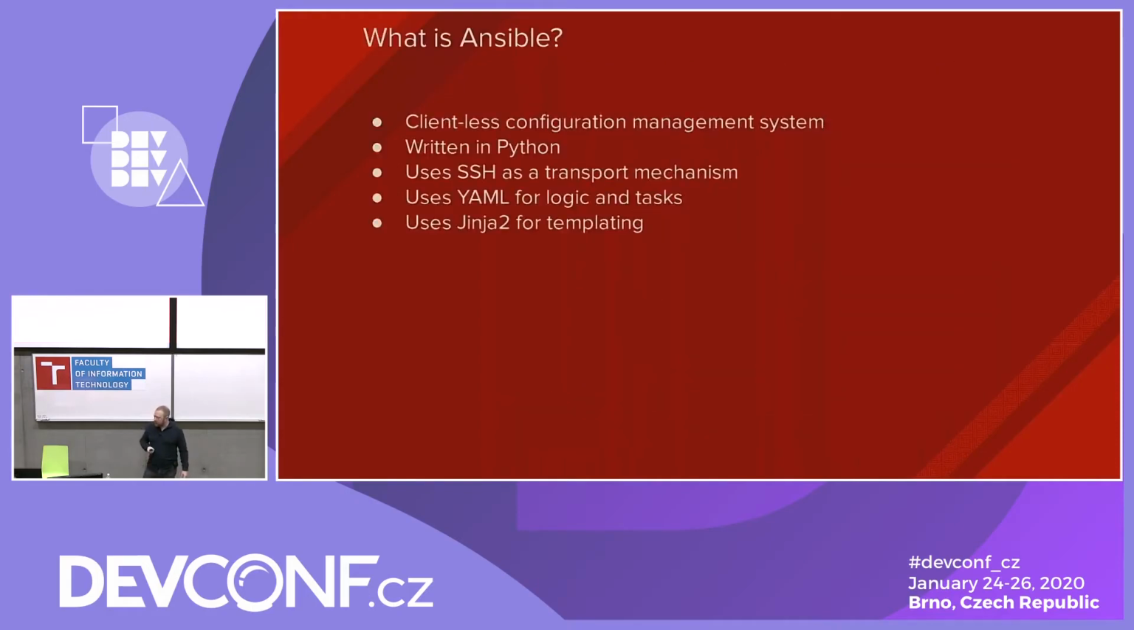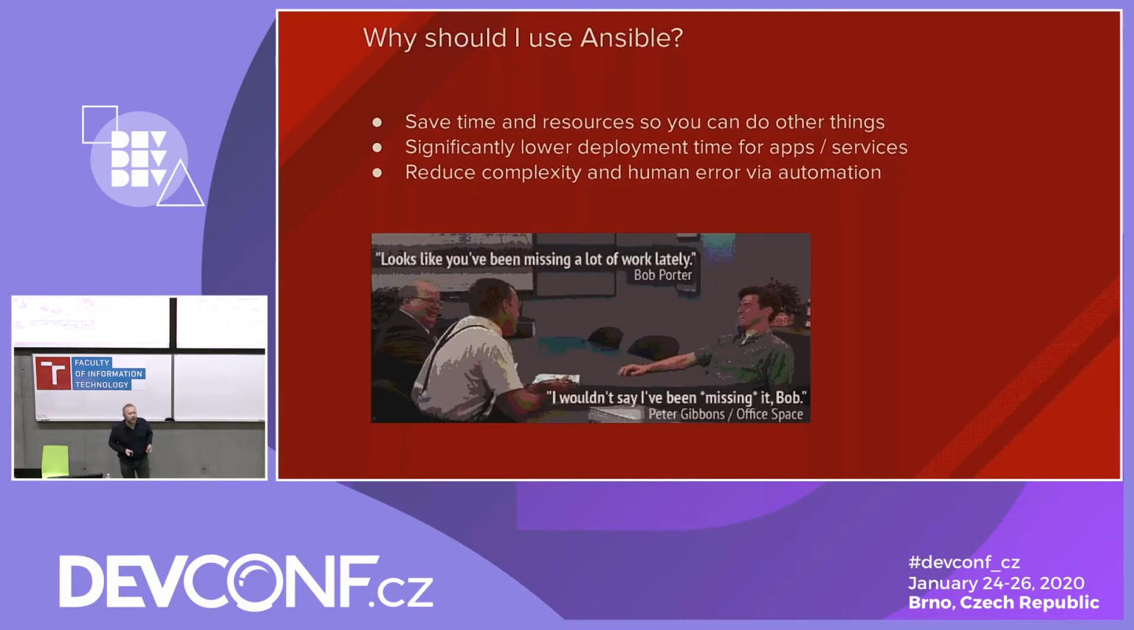So let's get started. Everyone here, I'm sure, uses Ansible or knows what it is. This is sort of a de facto slide that I want to put in. Ansible is a configuration management system. It's a little different than, say, Puppet or a couple of the other solutions out there. It's clientless. It's written in Python. It uses SSH as a transport mechanism and uses YAML for a lot of the logic and a lot of the templating. And it also uses Jinja 2, which I'm quite a big fan of, for templating config files and making them modular.